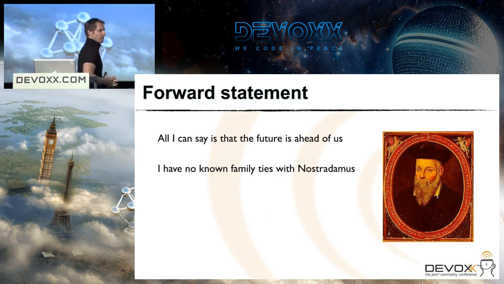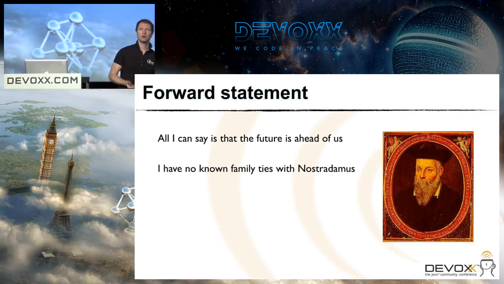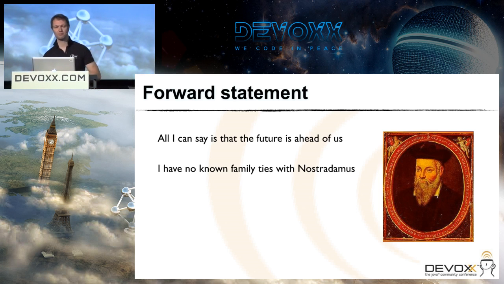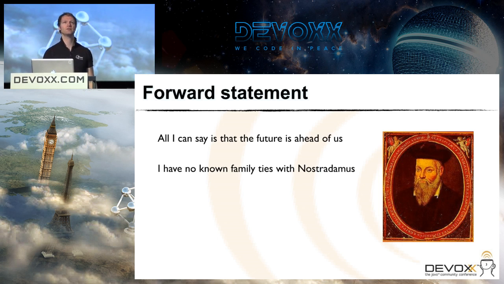So we're going to talk about a specification that is a work in progress, and because I'm not a known descendant of Nostradamus, I will not be able to guarantee for sure that everything that I'm going to talk about will be actually present in the specification. But at least you know that is the goal of the expert group, to actually bring all of this into Bean validation for the next revision.